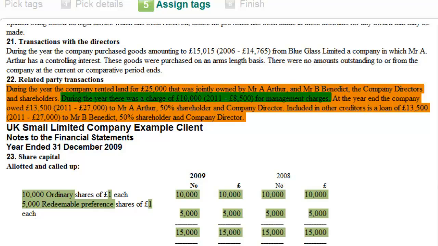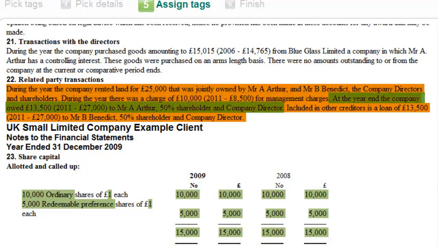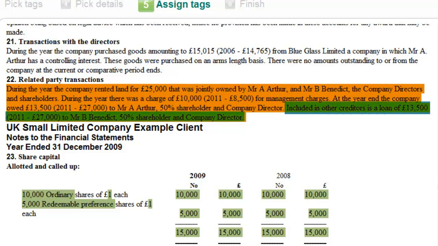Transaction 2. During the year, there was a charge of £10,000, £8,500 in the comparative year, for management charges. Transaction 3. At the year end, the company owed £13,500, £27,000 in the comparative year, to Mr. A. Arthur, 50% shareholder and company director. And Transaction 4, included in other creditors is a loan of £13,500, £27,000 in the comparative year, to Mr. B. Benedict, 50% shareholder and company director.